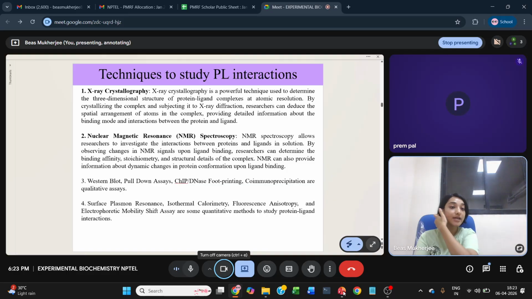Now if it is happening, how tightly is the binding happening? For that we have surface plasmon resonance, isothermal titration calorimetry or ITC, fluorescence anisotropy, EMSA, electrophoretic mobility shift assay, etc. So we are going to talk about all of these methods in detail today.